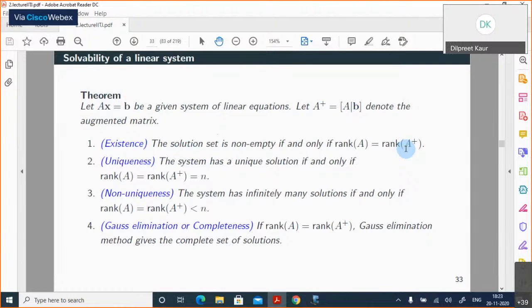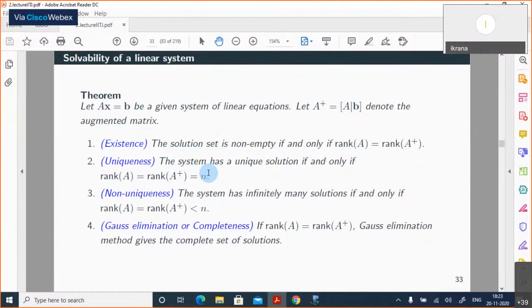And if the number of non-zero rows in R and in R plus, in A plus, is both equal to n, okay, that means each pivot corresponds to a variable. So each variable can be uniquely determined if the number of non-zero rows in A and A plus are the same. So that is the rank.